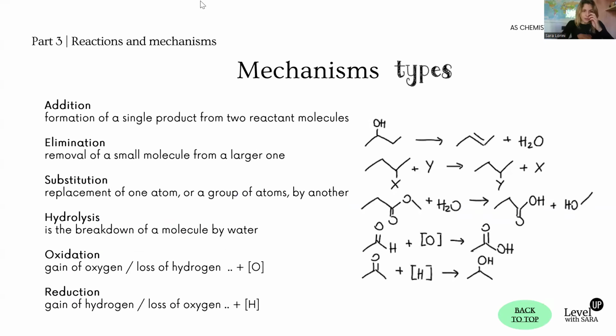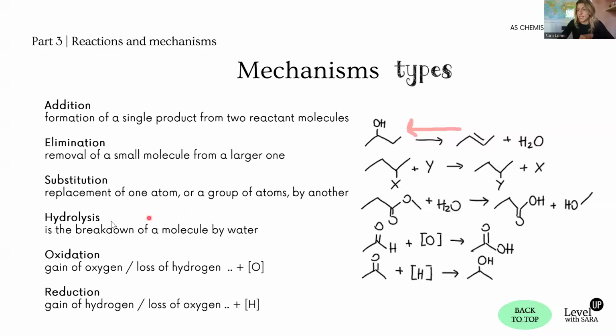Let's look at a summary of all of the mechanism types. I know it's a lot to take in, but I just want you to be able to observe this because it's important. So addition reactions, we will have formation of one single product from 2 reactants. It's not written in here, but also notice that the reactions go forward and backward. Addition is actually the reverse of elimination. Elimination, removal of a small molecule from a larger one, is the opposite of addition. Substitution, replacement of one atom or a group of atoms by another.